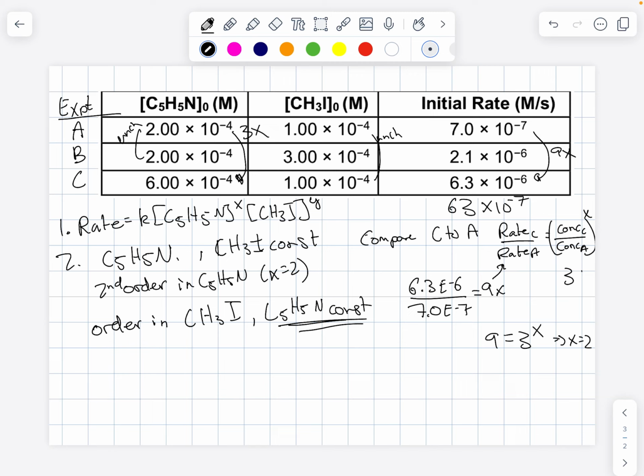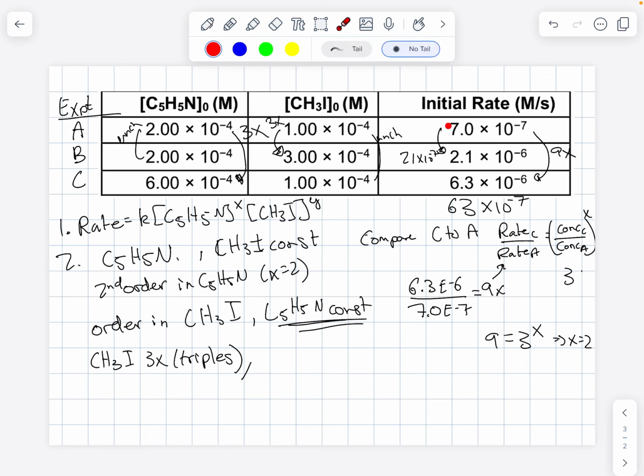And if we look here, this is going to actually be another tripling. So CH₃I triples. What happens to the rate? Well, if I look at the rate, again, we've got exponents going on here, but really if we do everything times 10 to the minus 7, this 2.1 times 10 to the negative 6 is actually 21 times 10 to the negative 7. So 7 times 10 to the negative 7 times 3 is 21 times 10 to the negative 7.